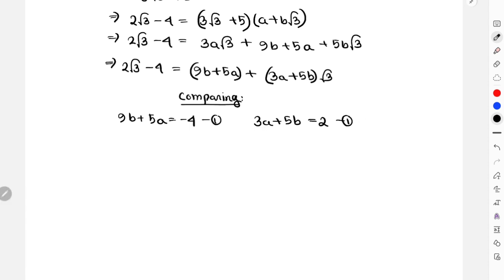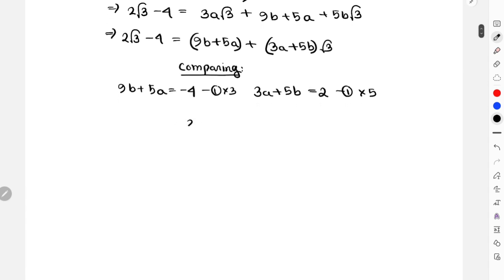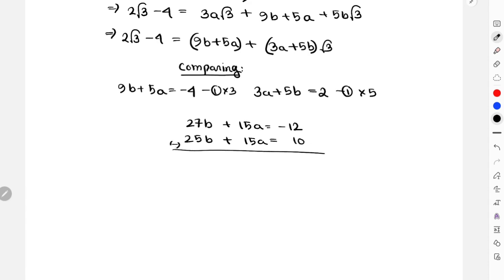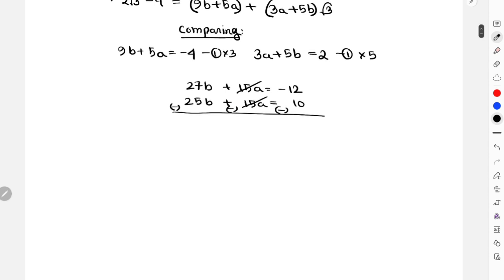Over here this is 5 multiplied and this is 3. So now you have 27b, 15a minus 12, and this is again 25b, 15a, 10. So when you are going to eliminate the values over here, 15 gets cancelled out, 27 minus 25 is 2b, and this one turns out to be 22. So the value for b turns out to be negative 11.